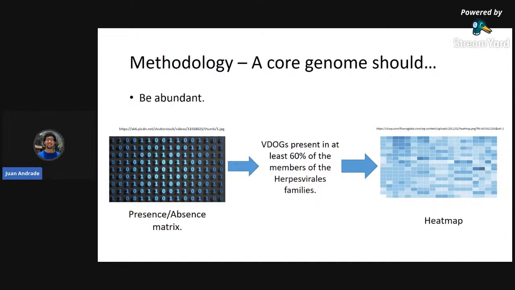So next, we move on to the second objective, which was the core genome. When looking at the core genome, again, as that set of proteins and by extension genes that comes from a common ancestor, we were looking not only at representative VDOGs, but at abundant VDOGs. We wanted those VDOGs that were both abundant and representative due to the definition of the core genome. So we define abundant VDOGs as those which are present in at least 60% of the members of each of the Herpesvirales families. And we did a heat map of those VDOGs that were both representative and abundant.